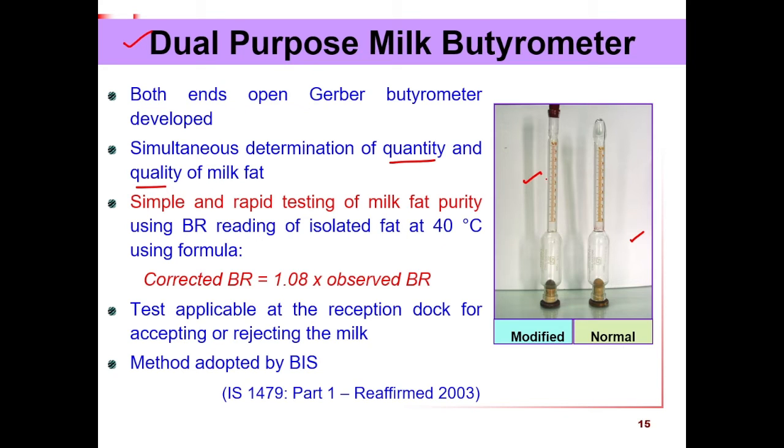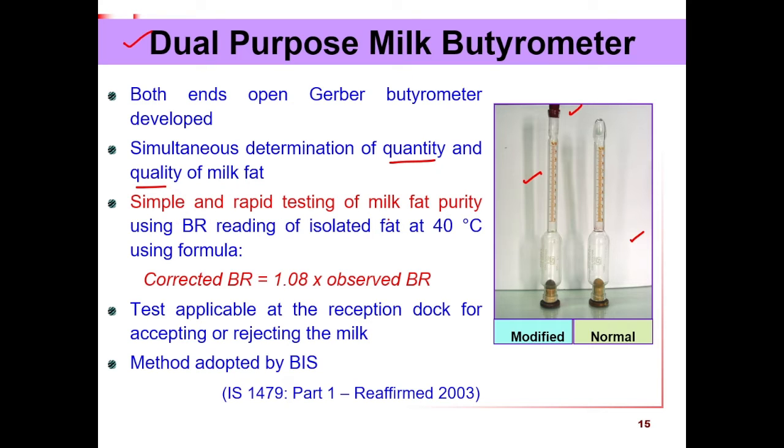The way we determine the fat content of milk in a butyrometer can be done by this butyrometer also. So we can determine the quantity, and after the fat has been obtained, we can extract it using a syringe from the top part here. From this part, the cork will be removed, and then we can take the fat using a syringe, place it in a refractometer and note the BR reading.